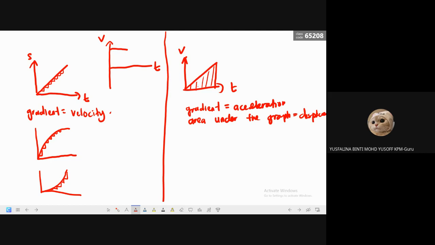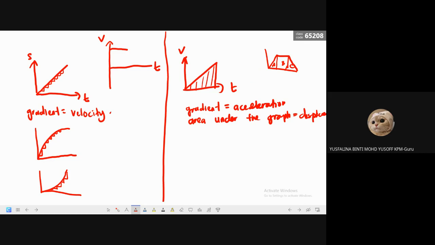This one is a triangle, so half times base times height. But if they give you a trapezium like this, it's a different thing. You can divide it into three parts: first the triangle, the rectangle, then back to the triangle. Or you can directly use the trapezium formula. It's up to you which one you prefer.